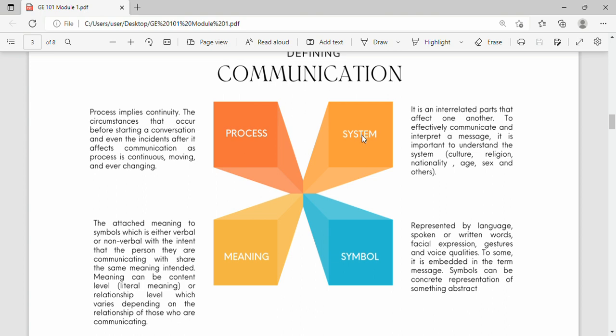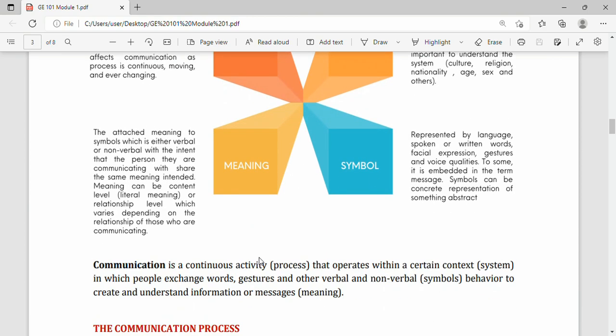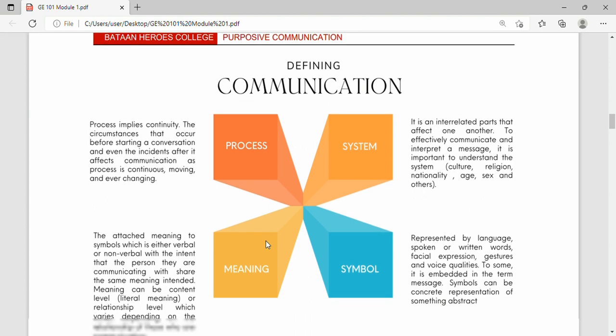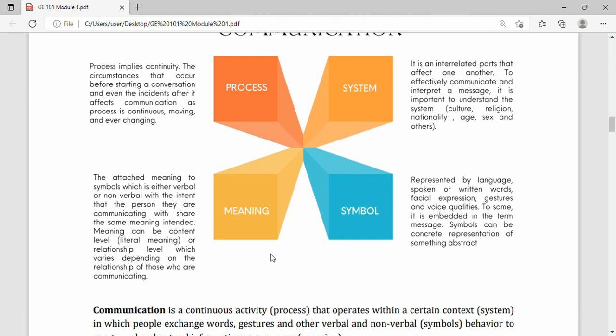So all in all, when we combine these four, we can define communication. So basically, communication is the sum of process, system, symbol, and meaning. So that's process plus system plus symbol plus meaning. And this is how we can define communication in this module.